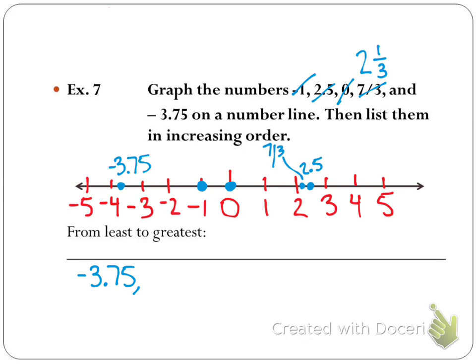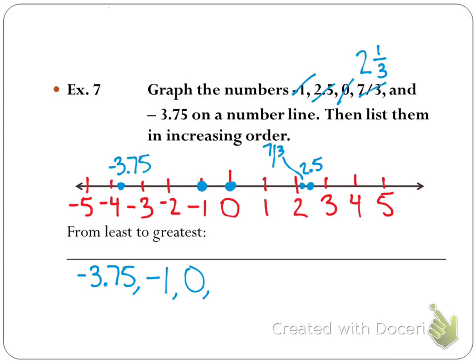Which number should I list next? Yes. Wonderful. If I start moving towards the right, -1 is the next point that I find. Anyone tell me what comes next? Kelby? 0. Very good. We're just going in order.